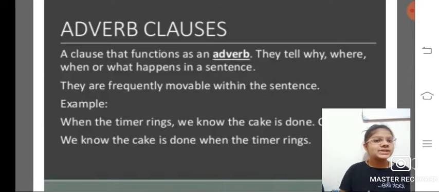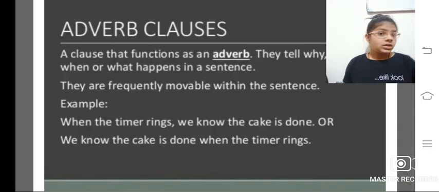So a clause that functions as an adverb is an adverb clause. Now, they are frequently movable within the sentence. It's completely movable. It can give variable ideas to variable sentences. Okay, you might have got the correct idea I am saying.